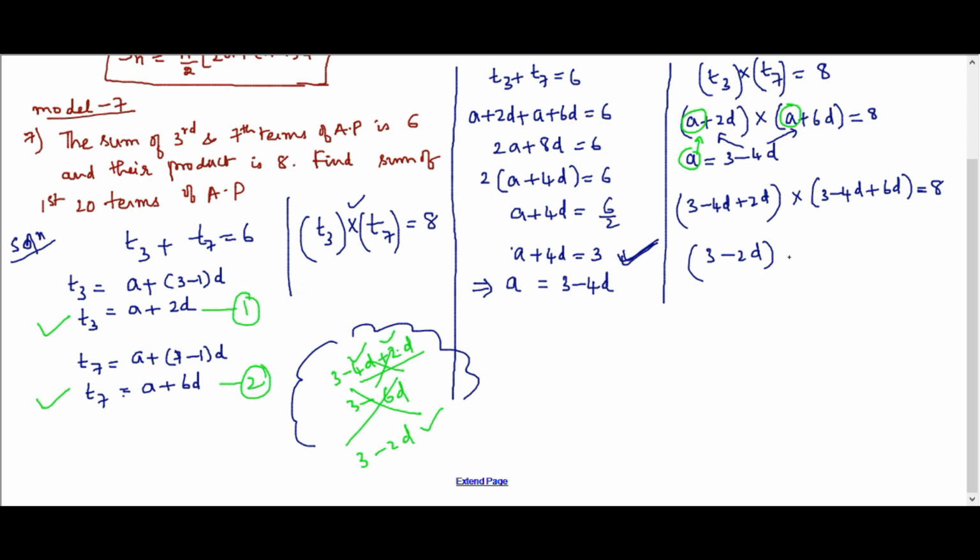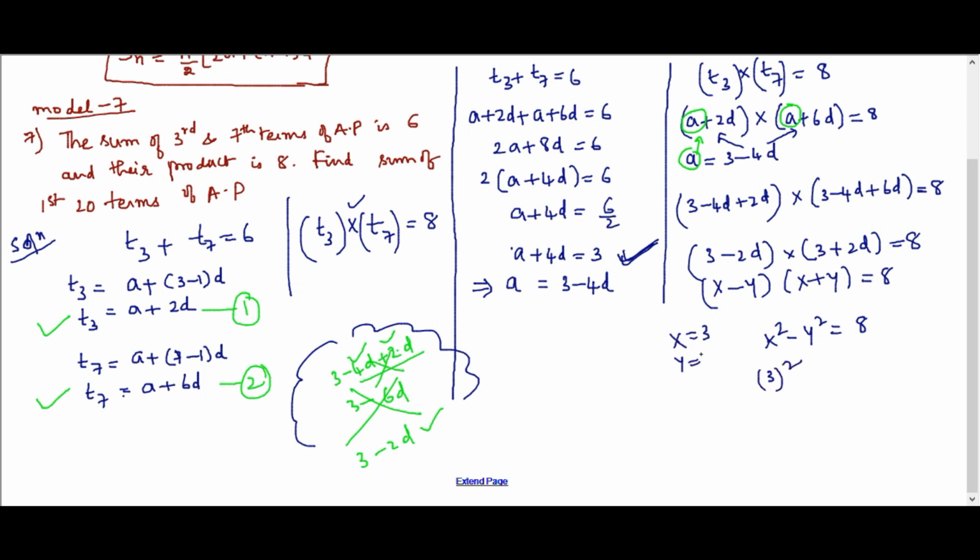Let's use that: 3 minus 4d plus 6d becomes plus 2d is equal to 8. So you get minus 2d here, plus 2. Can you see this in the form of x minus y into x plus y? It should become x square minus y square is equal to 8. What's x here? 3, so 3 square. Here x is 3, y is 2d. Correct? Minus 2d whole square is equal to 8.